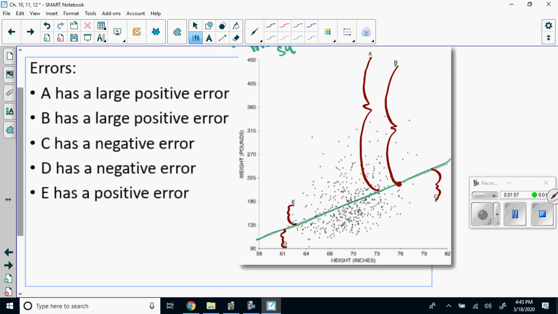So error is simply referring to how far away from the line of prediction it is. How far off is the actual data from what we predicted it to be. If it's above the line, it's positive. If it's below the line, it's negative.